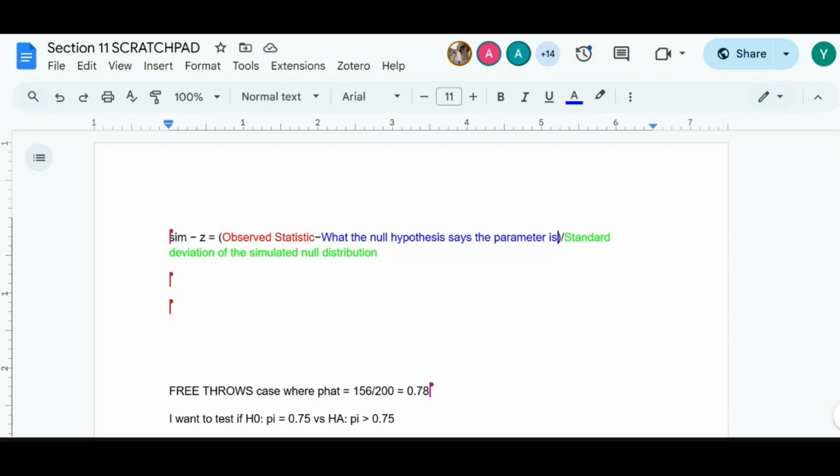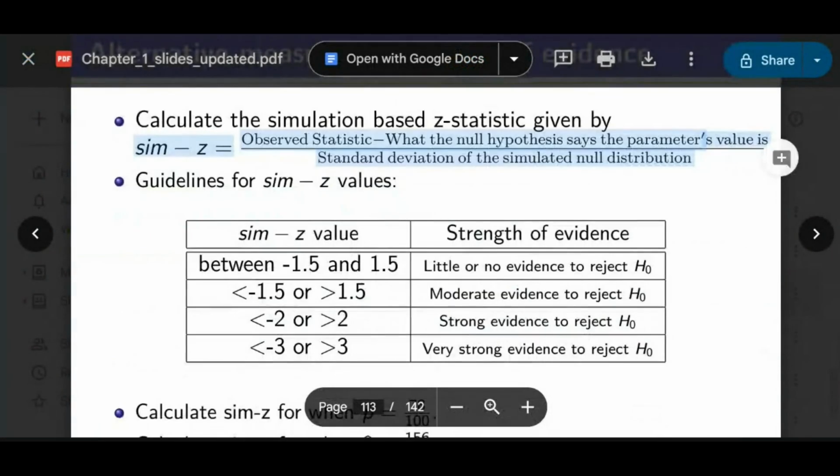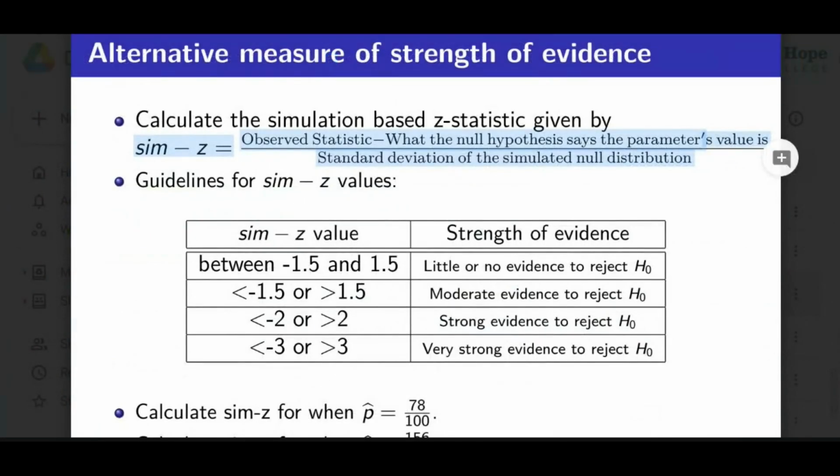So let's go back to our slides. So there are guidelines for SIMZ values. So I'll go through this first. Before we do any more math, this is an equivalent strength of evidence chart with the p-value chart. You notice little to none, moderate, strong, very strong. If you compare to the p-value, you see an equivalent chart there. But do you see something different?